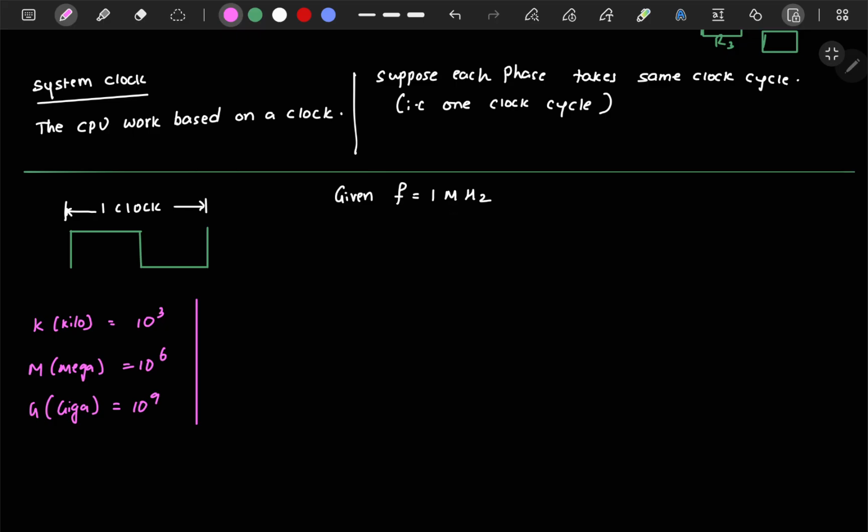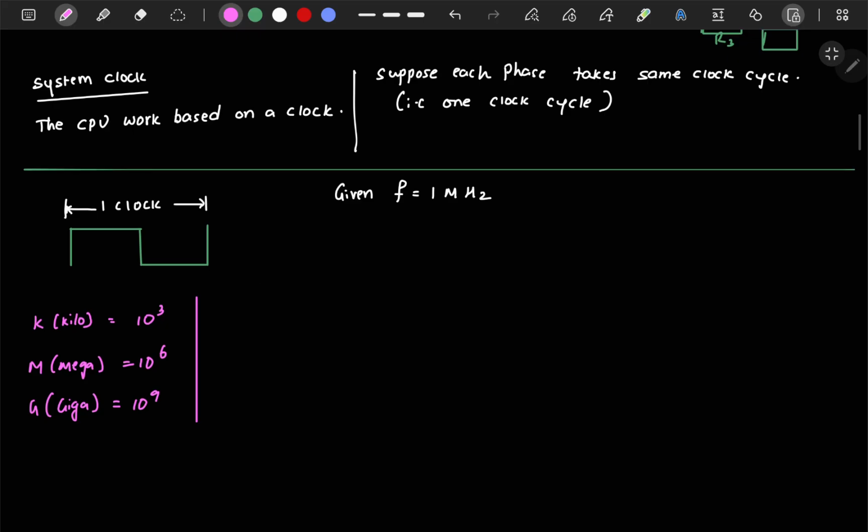One more thing, so that it will be easy for me to explain the concept and to solve the problems which are going to come. Now, 1 megahertz. One thing you have to understand is that 1 hertz is equal to 1 upon second. Therefore I can write 1 second equal to 1 upon hertz.